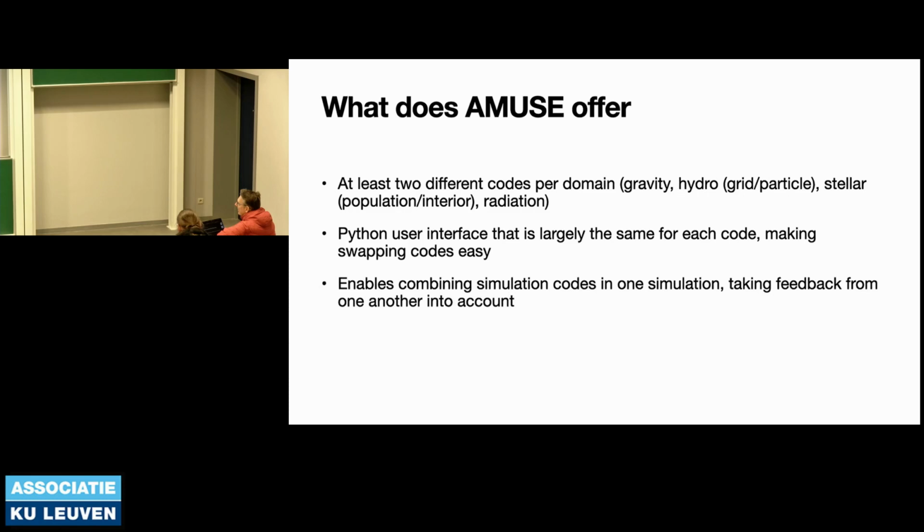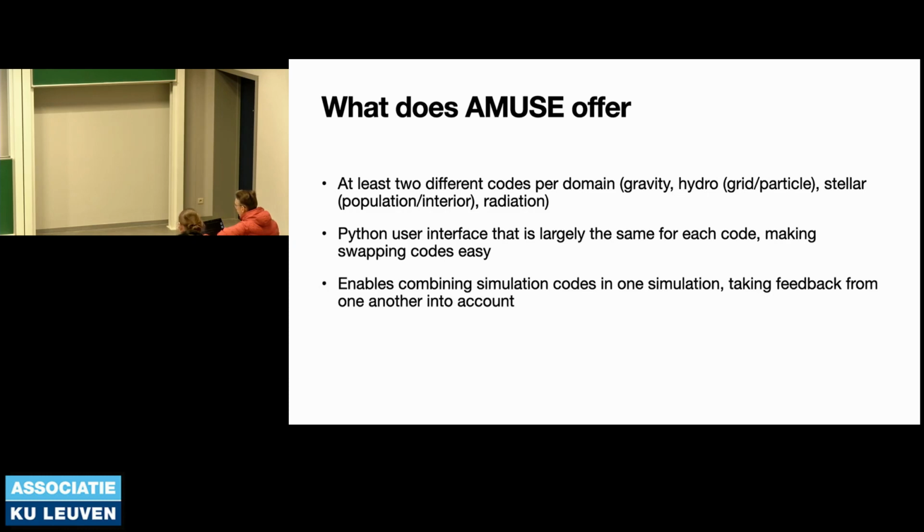What AMUSE offers is that for each of the domains that we support, which are gravity, hydrodynamics, stellar evolution, and radiation, we have at least 2 different codes for each of these domains. Nowadays, it's generally a lot more. And each of these codes will have a similar interface in Python. So the interface will be almost the same. You can basically switch out one code for another with one line if it's in the same domain. So if you want to, for example, do a star cluster, first you develop with a tree code, then you want to do it a little bit more accurate, you move to a direct N-body code. That is very easy to do.